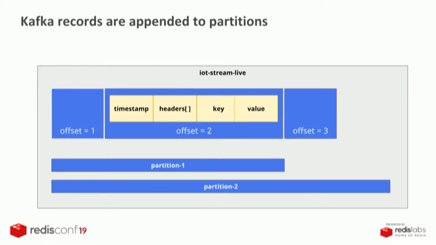So if you now think about it, there are topics. Topics have partitions. Partitions have records. And you can think of a partition as an array. It's an ever-increasing array of records, and the index of that array is what's called the offset. And the offset is only unique within a partition. So different partitions can have different numbers of records, and therefore different offsets.